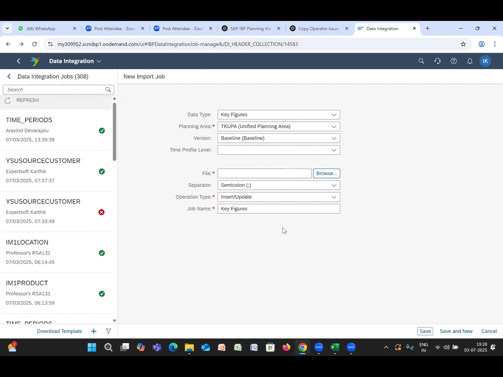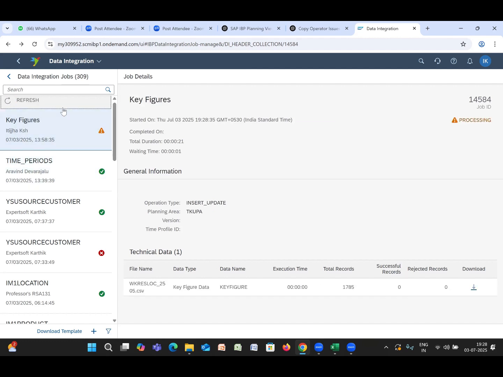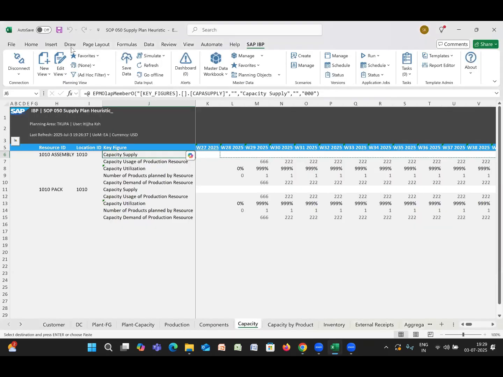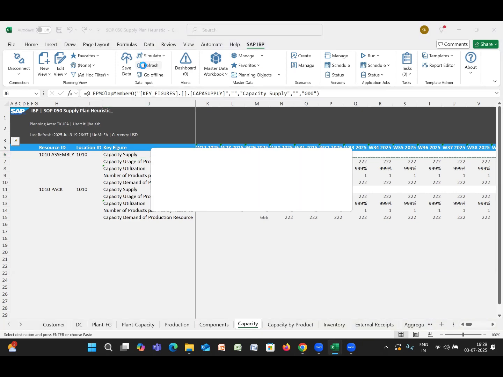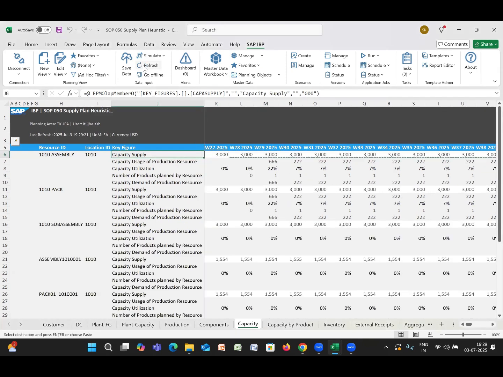I assume that this key figure in errors log only. So there is a refresh above that. You can just click on refresh. Yeah, it's refreshed. Go to the Excel now and do a refresh there. Yeah, okay. Very nice. So we have got the capacity supply loaded now.